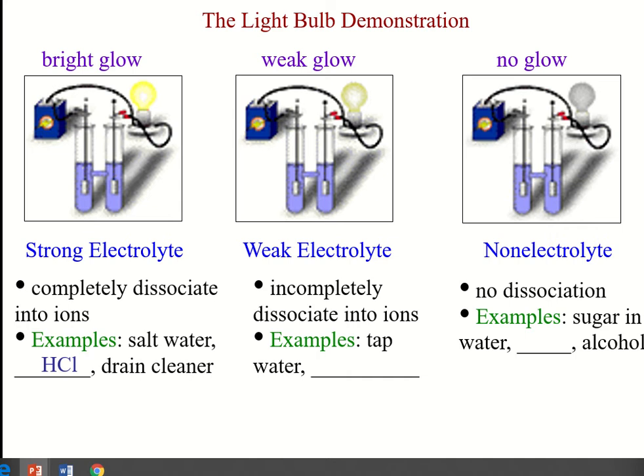Weak electrolytes like tap water make a very weak glow, and you can see the bulb will be about half lit, and they don't dissociate completely. Water will break into hydrogen and OH on its own, and there's a few ions in tap water, but without it being salt water, it's not a strong electrolyte. Vinegar is also a weak electrolyte. Non-electrolytes are things like sugar and water. Sugar is not polar. Alcohol and oils would have no electricity going through them at all.